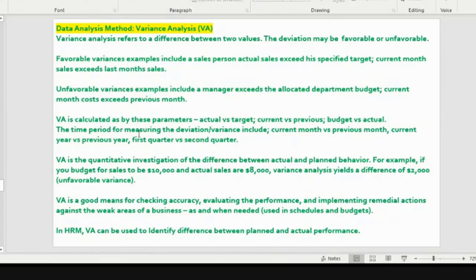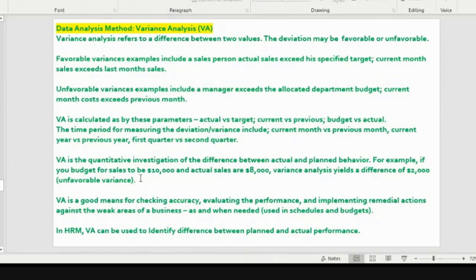And the time periods for measuring the deviation or the variance include current month versus previous month, current year versus previous year, first quarter versus second quarter. Now, variance analysis is the quantitative investigation of the difference between actual and planned behavior. So, for example, again, if you budget for sales to be $10,000 and the actual sales are $8,000, variance analysis will yield a difference of $2,000. That's an unfavorable variance, right?